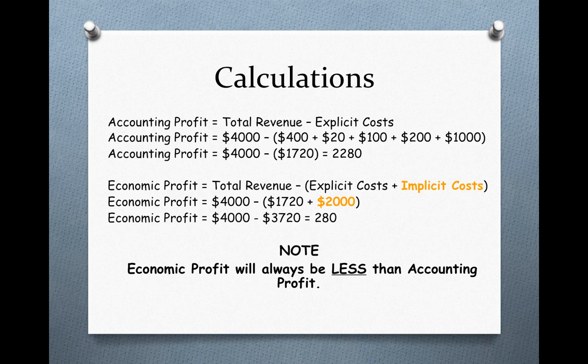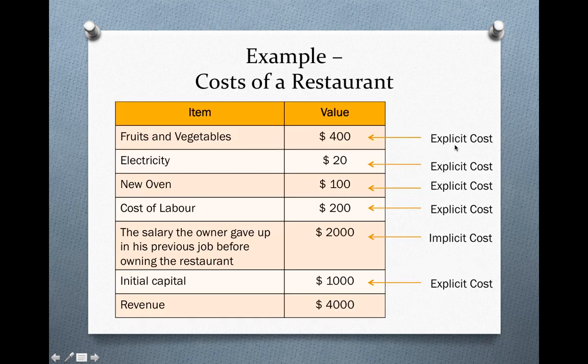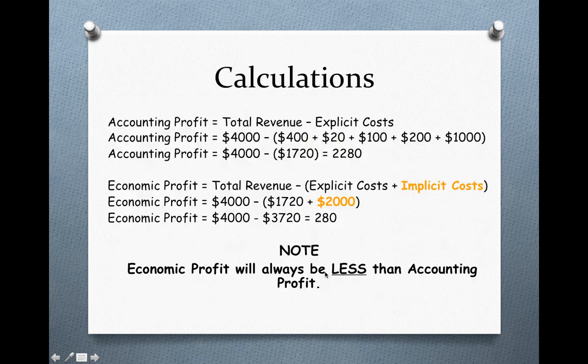So, when we calculate, we see our accounting profit is equal to total revenue minus explicit costs. So we have our accounting profit equal to 4,000, our total revenue, and we minus all the explicit costs that were shown here. These factors are all recorded. And then we minus it from the total revenue and we get the answer $2,280.